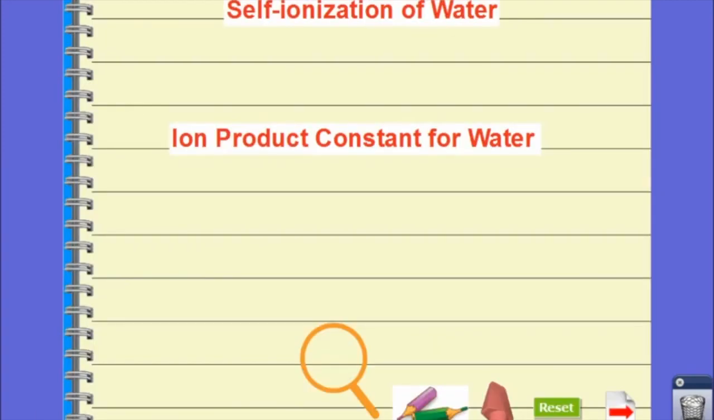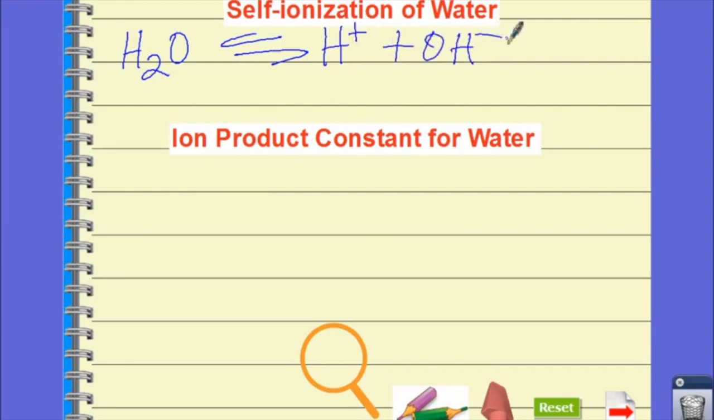Right now, self ionization of water. Water, you already know it is a molecular compound. It is H2O. So you would tell me that water as a molecular compound does not ionize. Okay? But it is found for every 1 mole of water, you will have a little bit of that water that will ionize into H plus and OH minus.